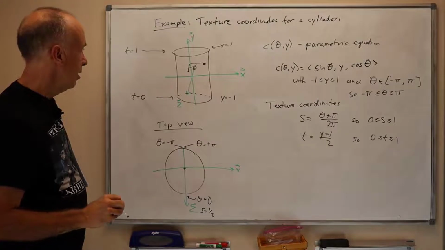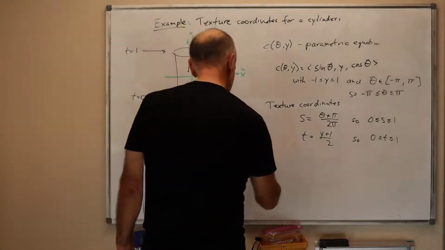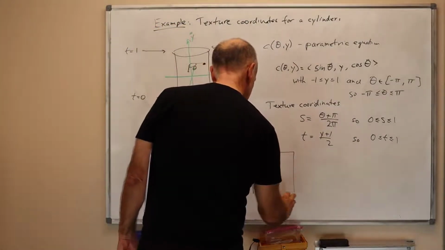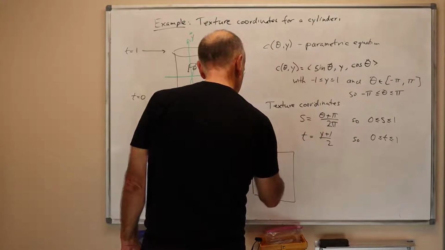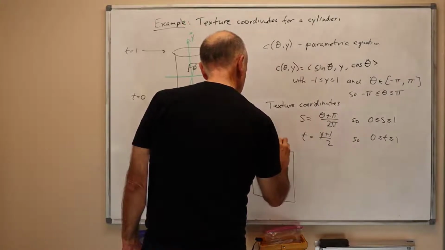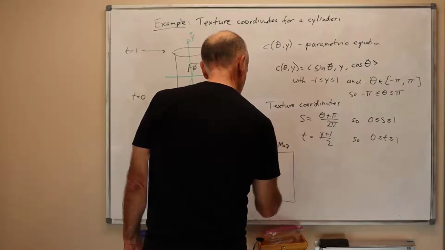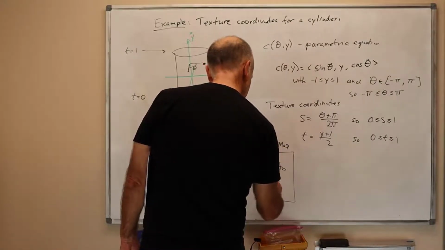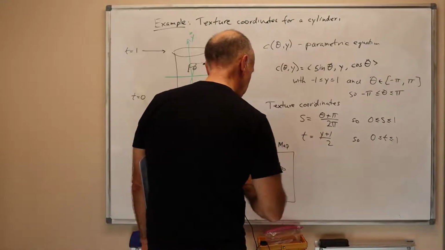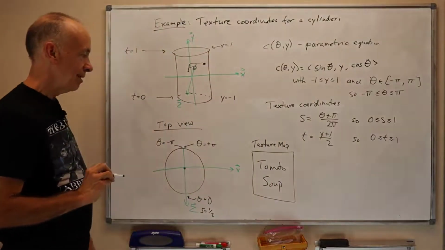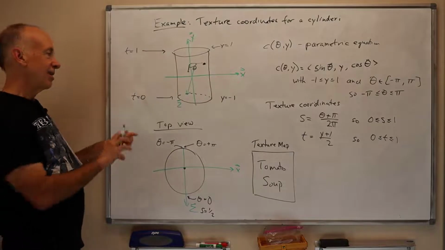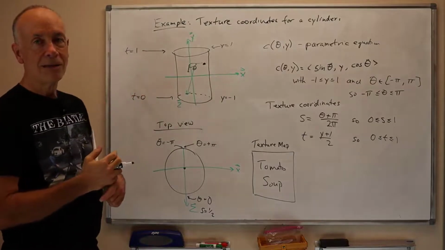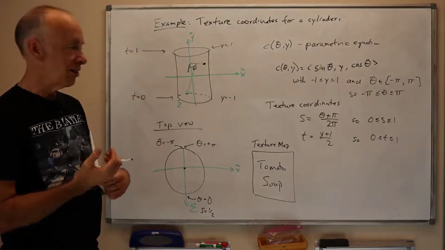So for instance, we might have a map. So here's some texture map, with some image on it. Maybe the image says tomato soup, you know, the famous Warhol paintings of tomato soup cans. Think of an image like that that's then pasted onto the cylinder just like a label on a soup can.